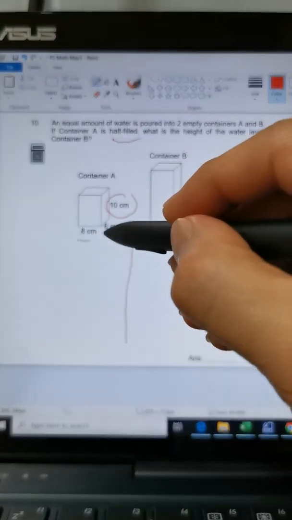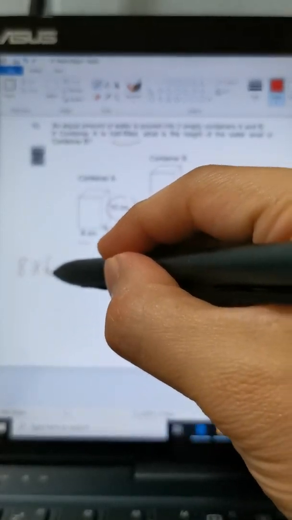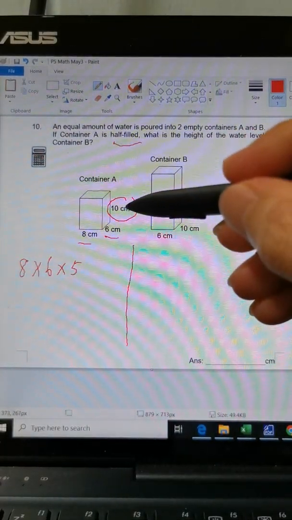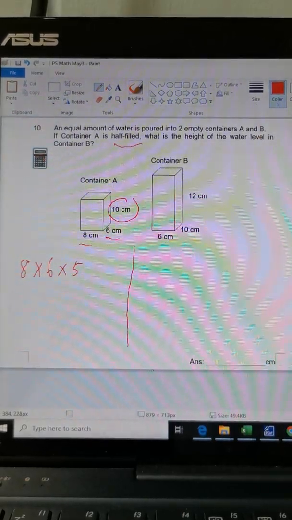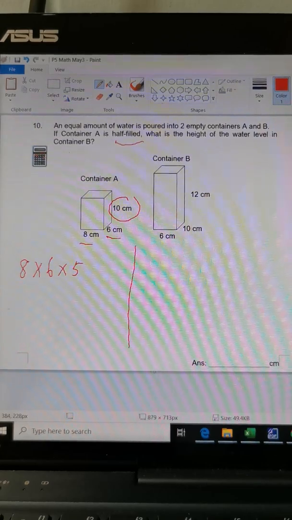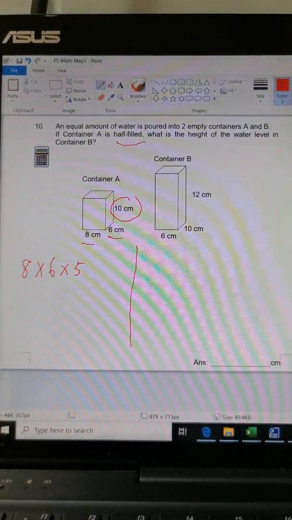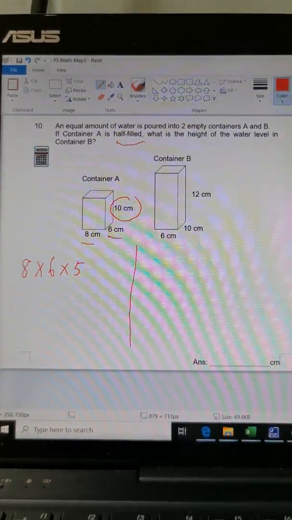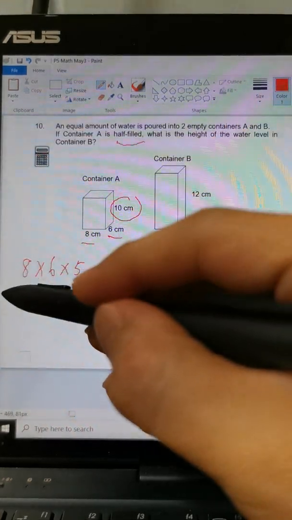So length times breadth times height. Height is 5 now. So that's why 10 divided by 2, because half. Divided by 2, so you get 5. Now always remember, I always tell my pupils, whenever it is a water question, when you fill up water, always remember the length and breadth will never ever change. It is only the height of water changing, because they will fill into the length and then they'll fill into the breadth.